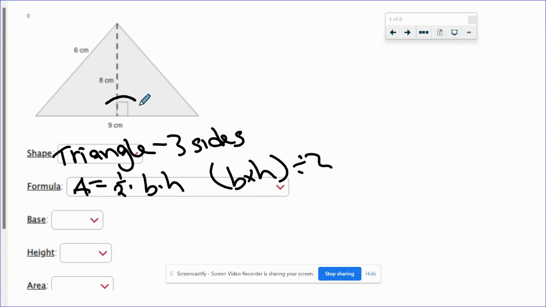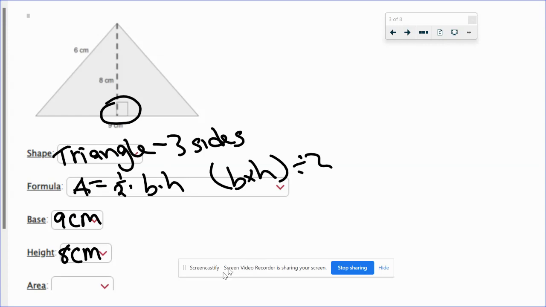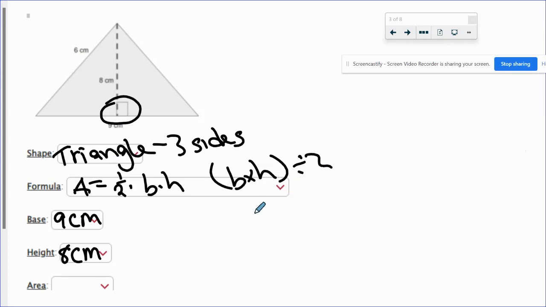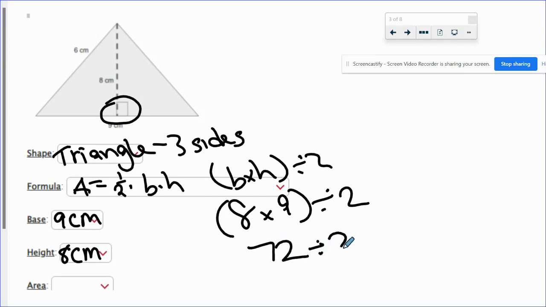My base and height make a right angle right there. Remember, height is always vertical, so my height would be 8 centimeters, and it would come down and touch my base of 9 centimeters. Now let's plug it into our formula. 8 centimeters times 9 divided by 2. 9 times 8 is 72. Divided by 2 would give you 36 centimeters squared. Remember, all area is in square units. Let's move on.